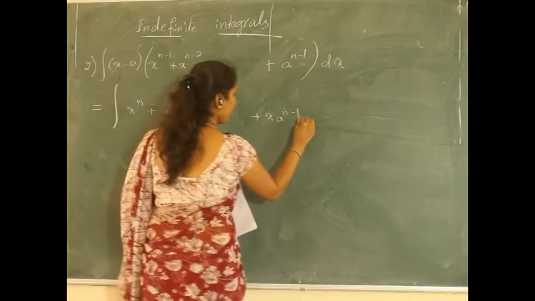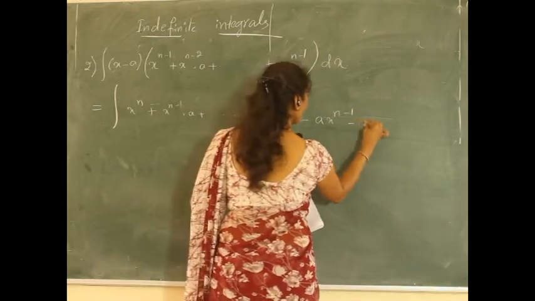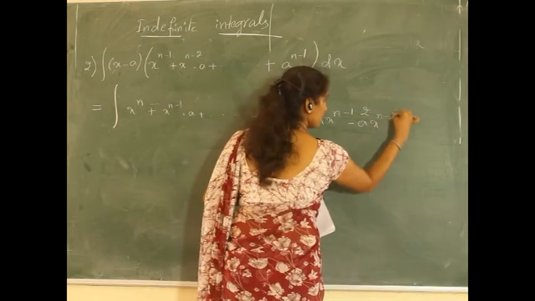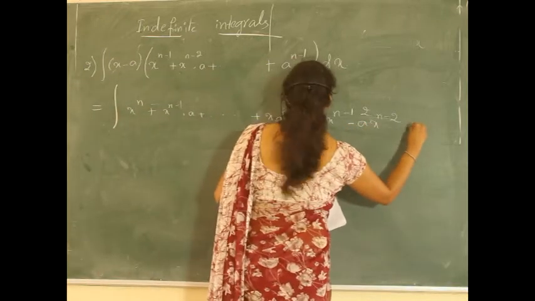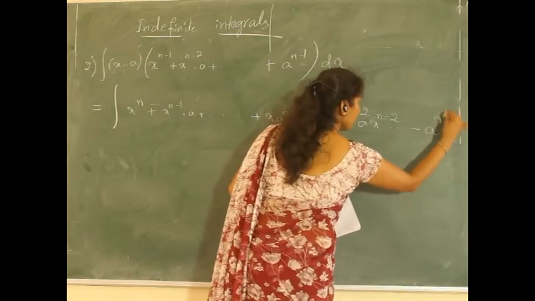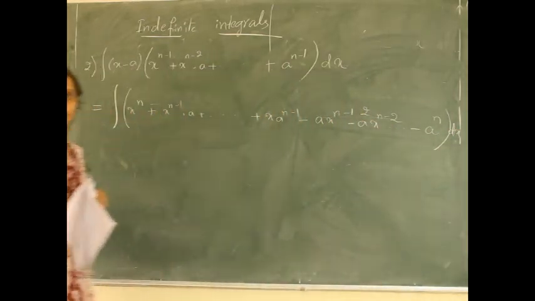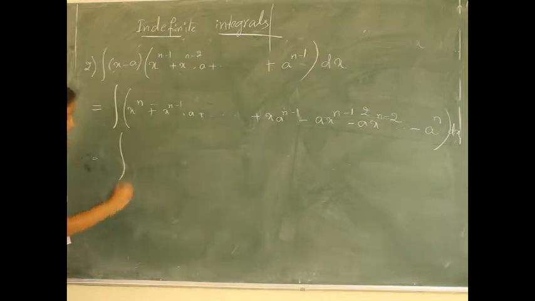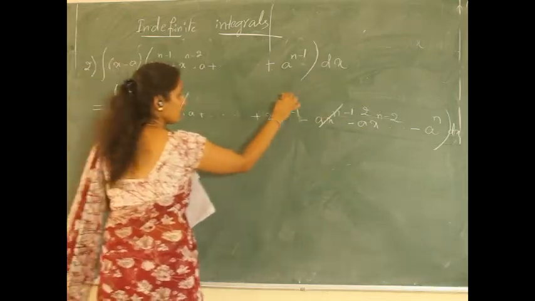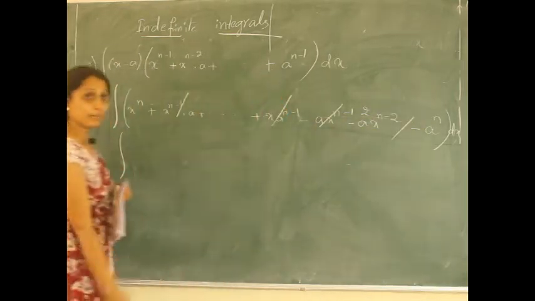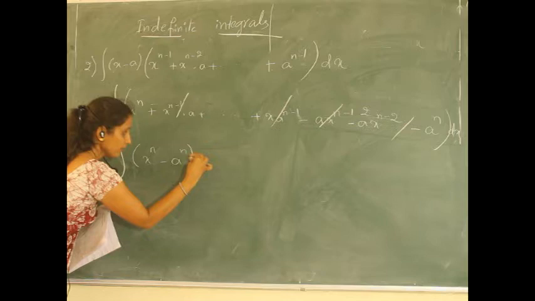Again when we multiply by minus a, we will get minus a into x to the power n minus 1, then minus a square into x to the power n minus 2, and so on, minus a to the power n, dx. So we can cancel all these terms, and the remaining terms will be only x to the power n minus a to the power n dx.